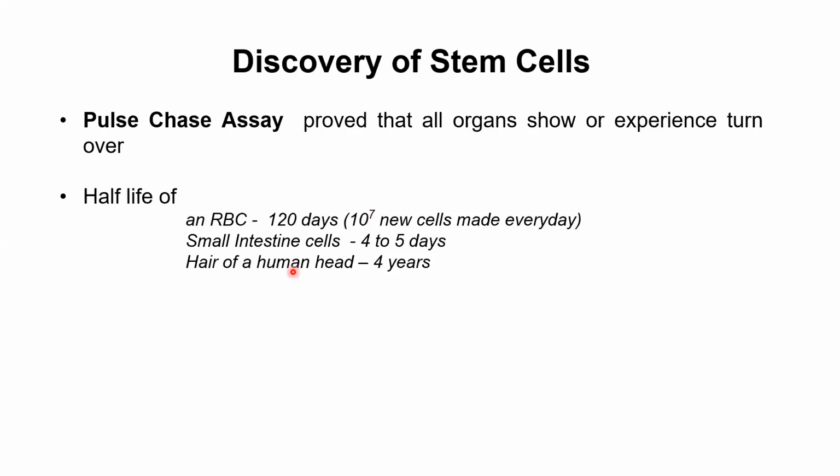And then on a human head, 4 years. So if there are no stem cells for the production of hair, you would be balding after 4 years. But there is actually a replacement system. So stem cells are everywhere in our body. They are not something out of this world.